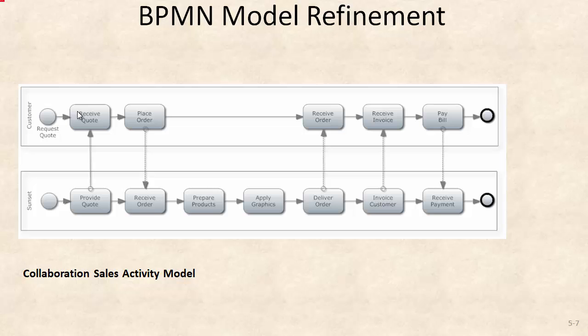Customer requests a quote. Sunset provides the quote, delivers the quote to the customer who receives the quote and places the order. Sunset receives the order, prepares the products, applies the graphics, and delivers the order. We have another information flow back to the customer who receives the order. Sunset next invoices the customer, who receives the invoice, pays the bill, and then Sunset Graphics receives payment.